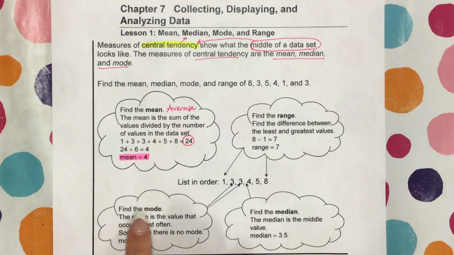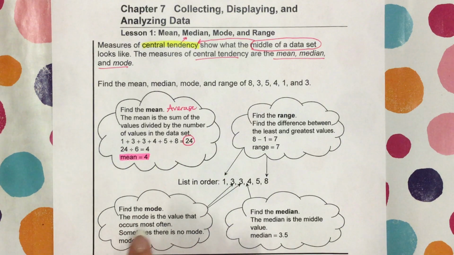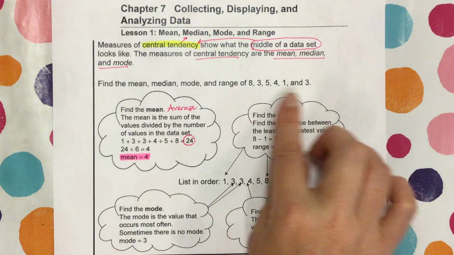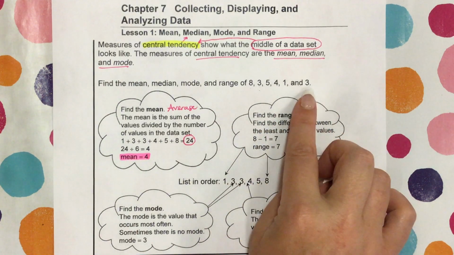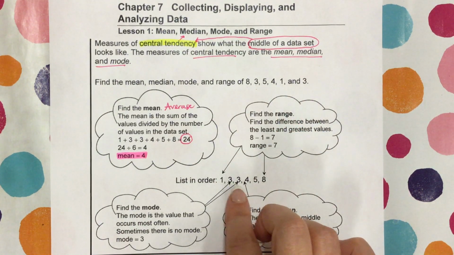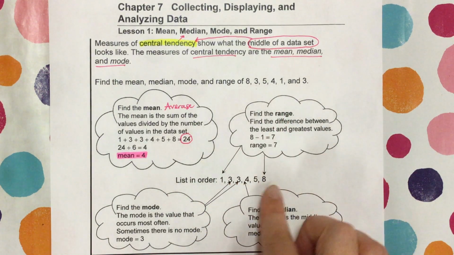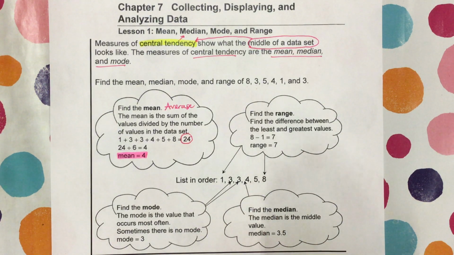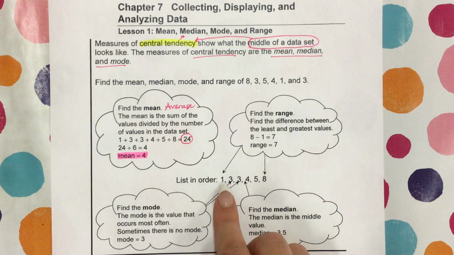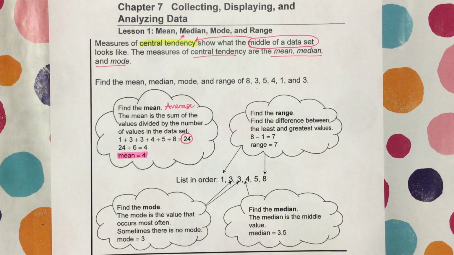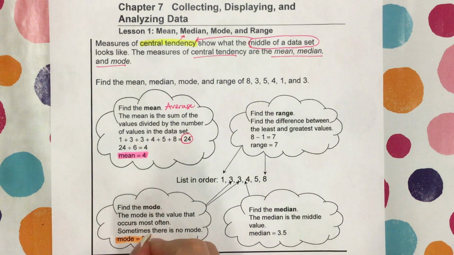Find the mode. The mode is the value that occurs most often. What you want to do is list all of these numbers in order. 1 is the smallest, and then 3, and then there's another 3, so you list it twice. 4 is the next biggest, and then 5, and then 8. The mode is the number that shows up the most frequently. Here you see that 3 shows up twice, and so the mode is equal to 3.